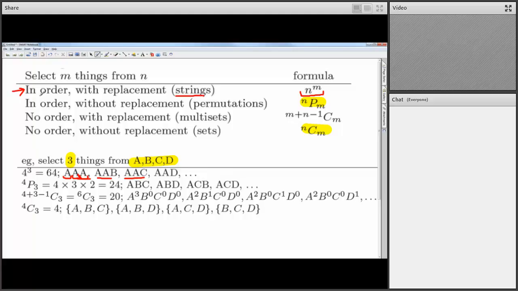Another case when you want to have order, but you don't want to replace letters, so every single letter is distinct from each other, is called a permutation. An example is ABC, so you have no repetition, or ABD, so again, no repetition. These are all different ways of rewriting the letters A, B, C, D in any particular order, but just three of them, and they have to be different letters. So it's just really counting the number of orderings. Permutation is just another way of saying ordering, really.